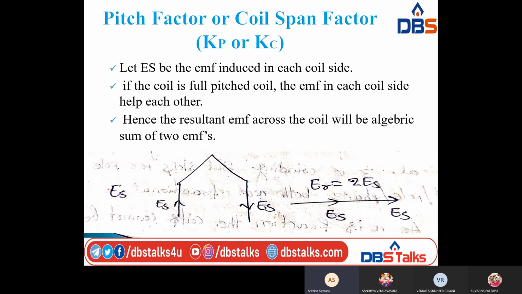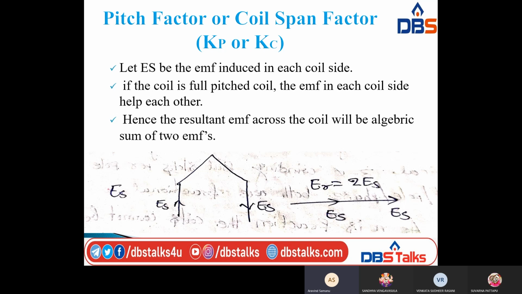Here we have two coils, one is the full pitched coil and another is the short pitched coil. In the definition also, I discussed the resultant EMF in the short pitched coil by the resultant EMF in the full pitched coil. So that's why I am taking two. In the first one I am taking the full pitched coil. If the coil is full pitched, then the EMFs in each coil side help each other, that means adding each other. Hence the resultant EMF across the coil will be the algebraic sum.